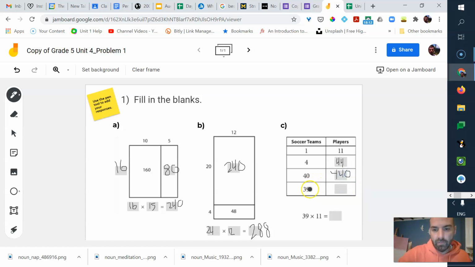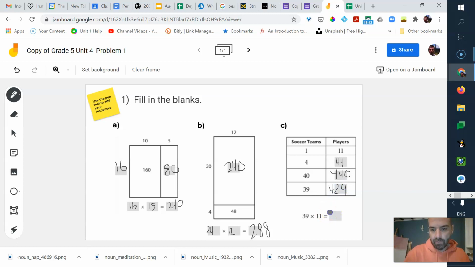And now 39. Well, how do I get 39? Am I going to have to just do 39 times 11? No. I take away or subtract 1 soccer team. So if I know 40 is 440 players, then I'm going to take 1 group of 11. So 440 minus 11. 440 minus 10 is 430. Minus 1 is 429.